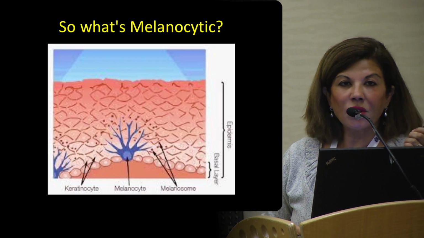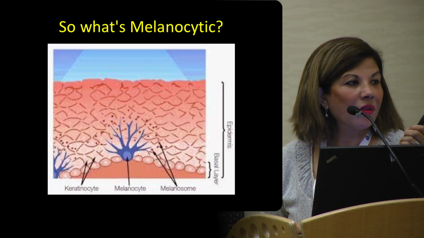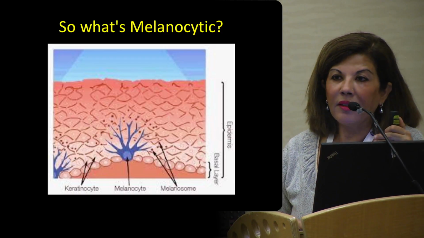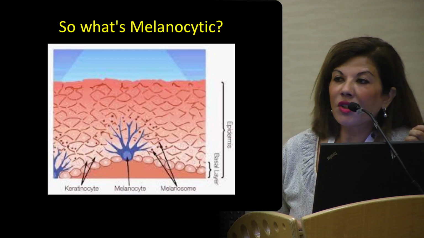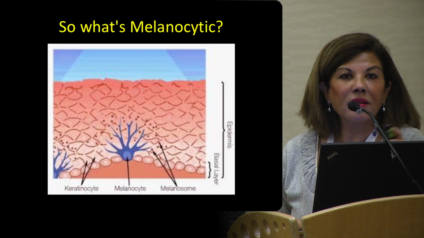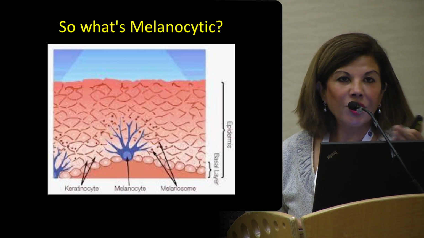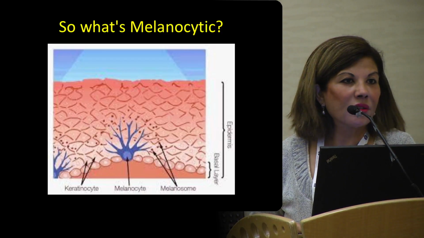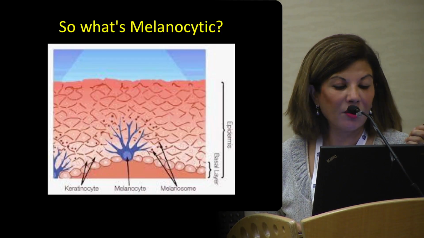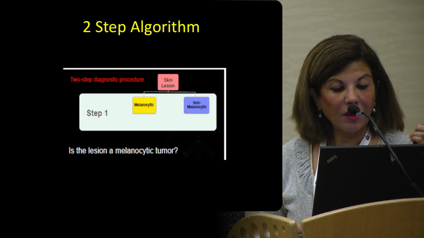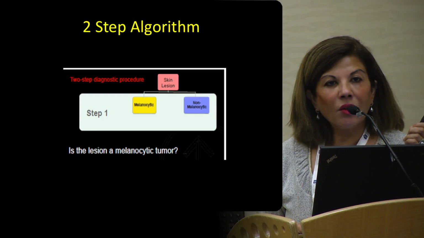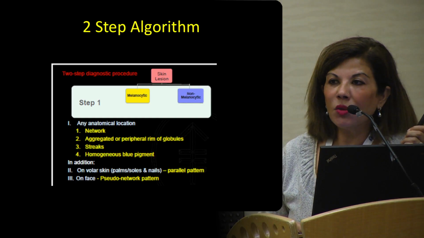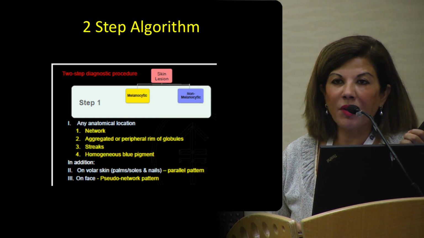And if you look at the structure of the skin, there is one melanocyte for every 40 keratinocytes, and the melanocytes basically give melanin to the keratinocytes. Other structures in the skin, like sebaceous glands, blood vessels, collagen, basal cells, squamous cells, are considered to be non-melanocytic. So if you look at a lesion, how do you decide that this is a melanocytic tumor? In order for it to be called a melanocytic tumor, four criteria need to be present.